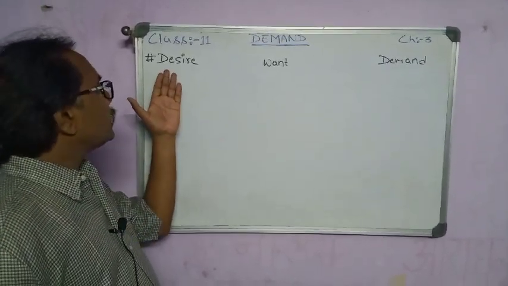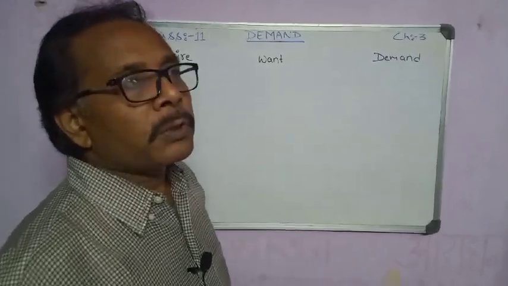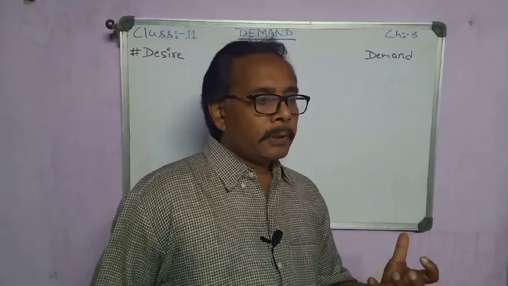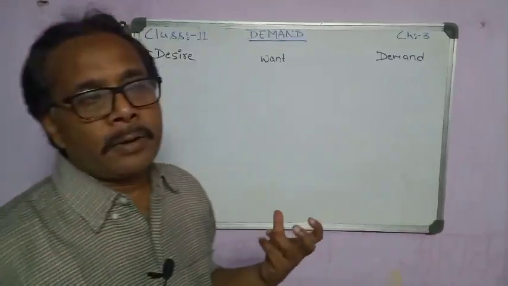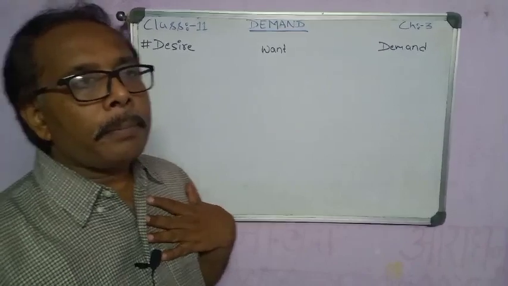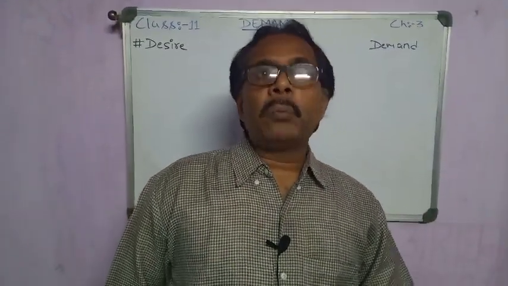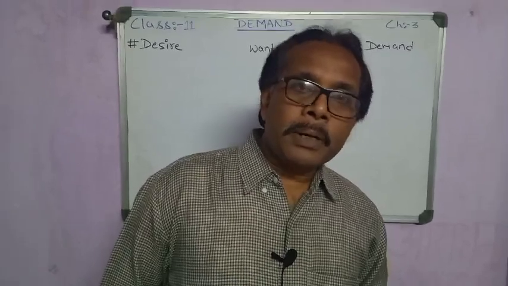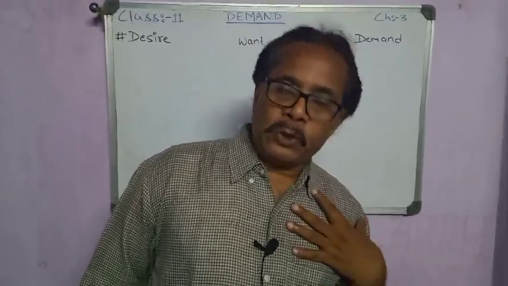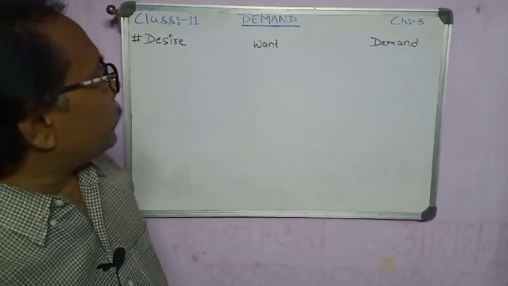So first, desire. What is desire? Wishful thinking is known as desire. What is wishful thinking? It means I have no ability to buy that commodity, but I think it is my wish. So that's why it is known as desire.